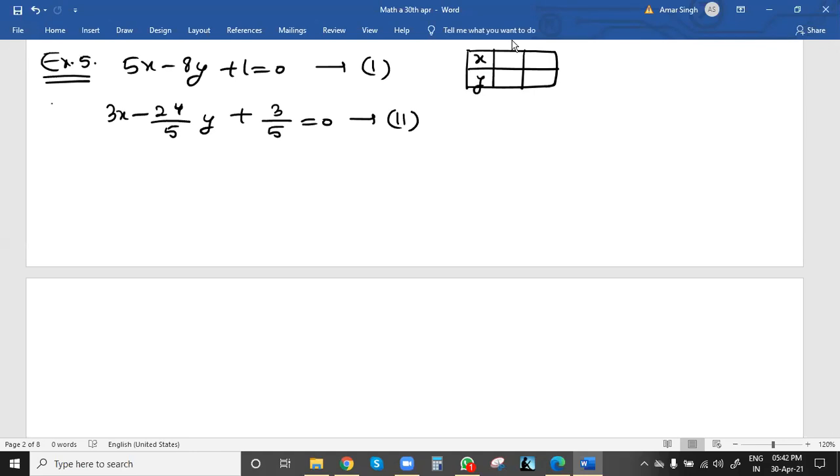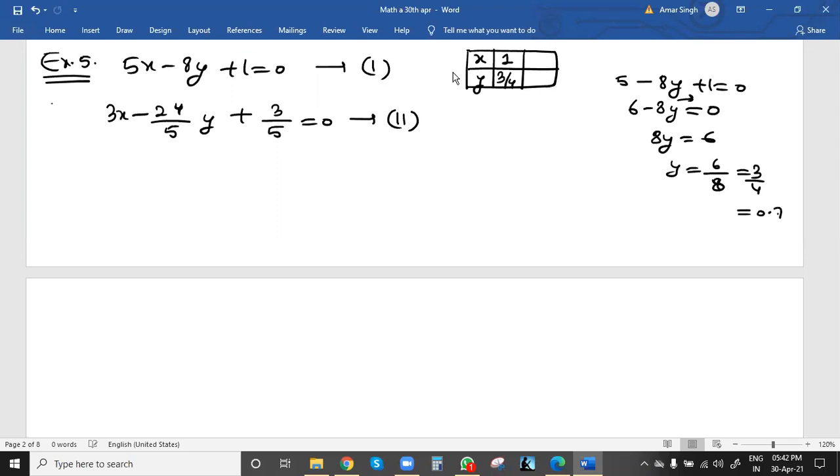If you take x as 1, this becomes 5 times 1, which is 5, minus 8y plus 1 equal to 0. So this will be 6 minus 8y equal to 0, so 8y equal to 6. This 8y goes to the right hand side, so y will be 6 by 8, that is 3 by 4. These are not easy values. 3 by 4 is 0.75.